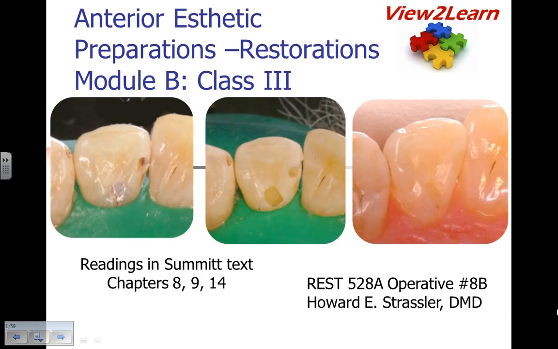This is Dr. Howard Strassler presenting the e-lecture on Anterior Aesthetic Restorations and Preparations, Module B, Class III Composite Resins. And keep in mind that there will be a review throughout this presentation that relates to all anterior and posterior bonded composite resin restorations.